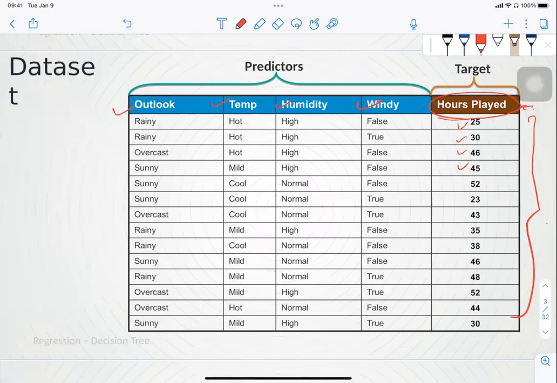Before diving deep into the maths behind decision trees, let's analyze this data so that it becomes easier for us to understand. The first thing we are going to look at is the outlook. Outlook has three possible values: rainy, overcast, and sunny. Temperature is hot, mild, and cold. Humidity is high and normal, and windy is Boolean, that is true and false.